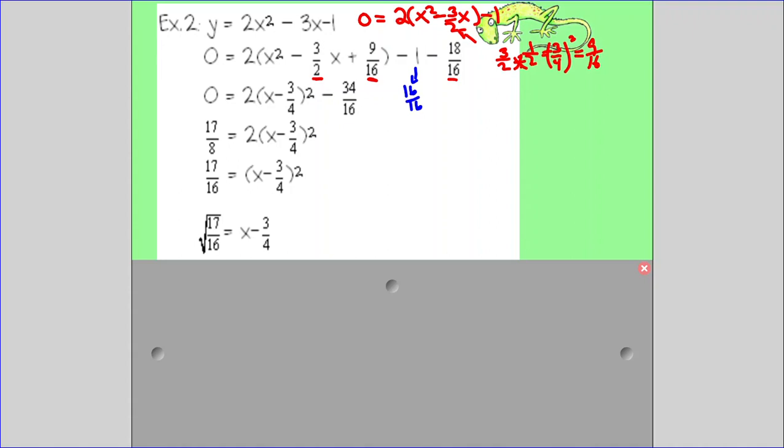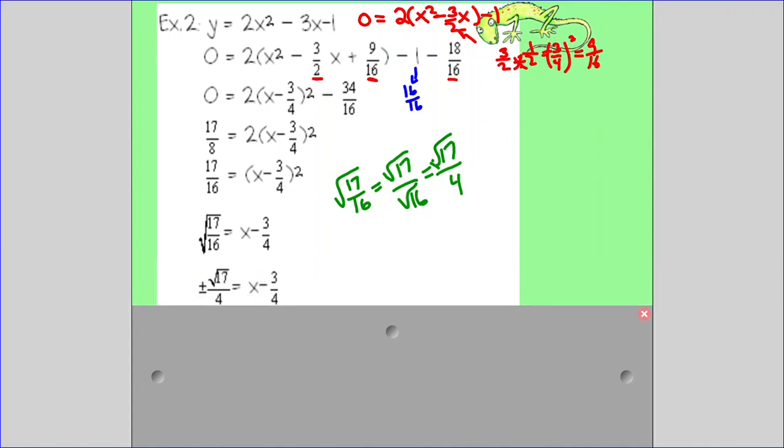Then remember that the root of 17 over 16 can get broken apart into the root of 17 over the root of 16, which is really root 17 over 4. So the square root can get broken apart into numerator and denominator. So plus or minus root 17 over 4 is equal to x minus 3 over 4.